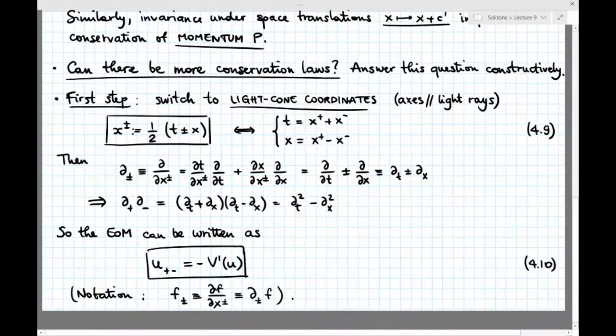In particular, if the scalar potential is a constant, then the equation of motion, which was originally utt minus uxx equal to 0, becomes u plus minus equal to 0. And that's precisely what D'Alembert used to find his general solution of the wave equation. But now we're interested in situations in which we have a non-trivial scalar potential v of u.